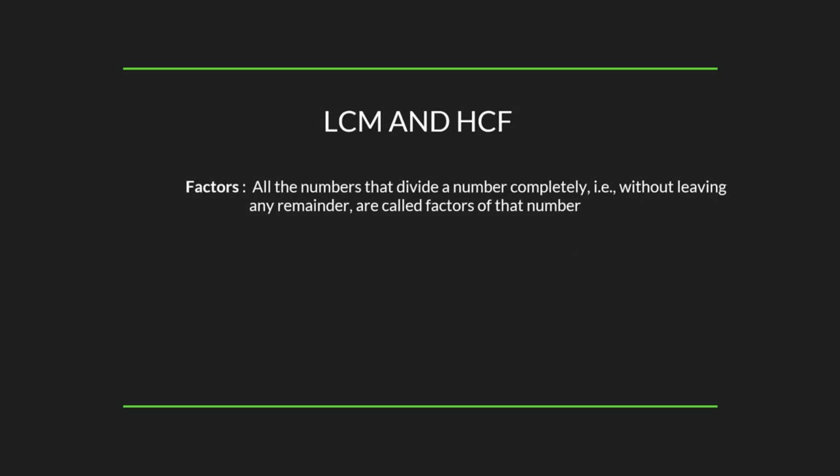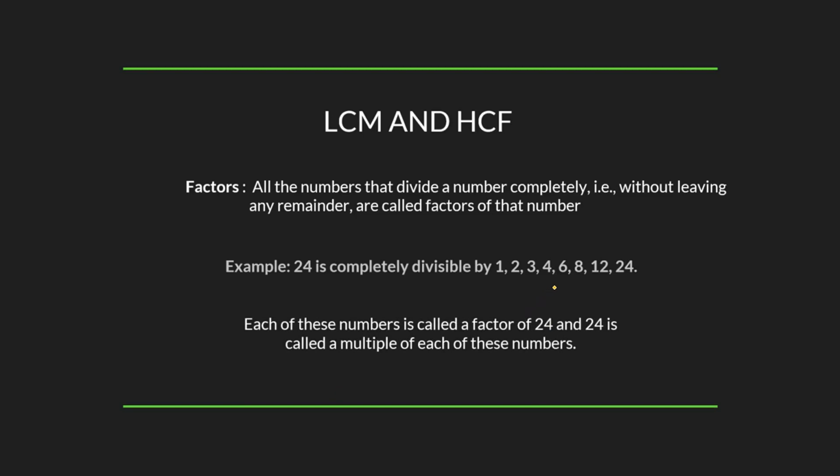Before moving on to LCM and HCF, let us quickly recollect factors and multiples of a number. All the numbers that divide a number completely, that is, without leaving any remainder, are called factors of that number. For example, 24 is completely divisible by 1, 2, 3, 4, 6, 8, 12 and 24. So each of these numbers is a factor of 24. And 24 is called a multiple of each of these numbers.